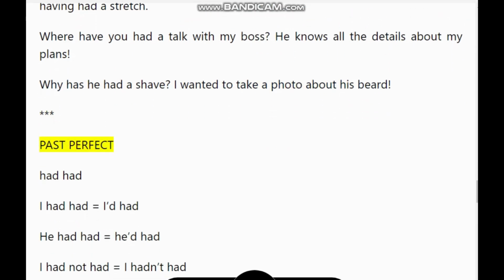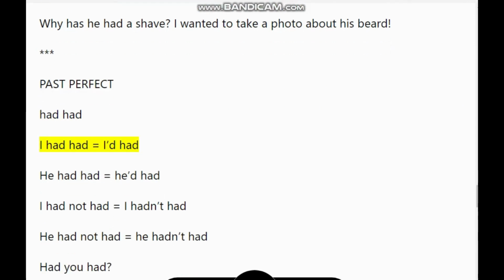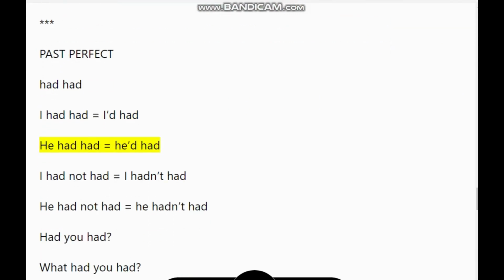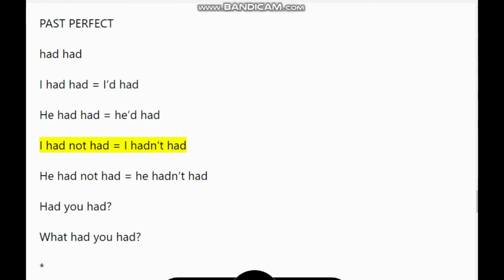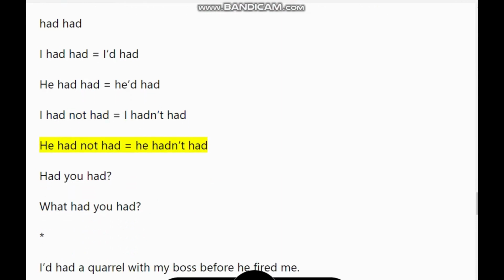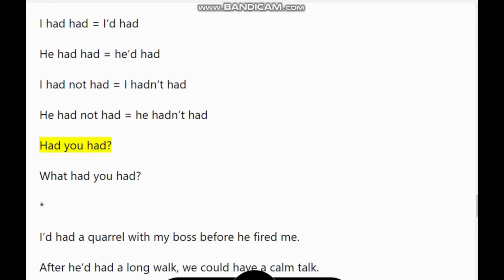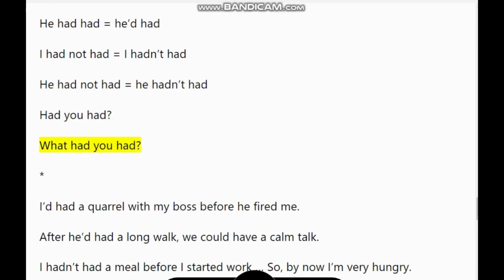Past perfect. Had had. I had had equals I'd had. He had had equals he'd had. I had not had equals I hadn't had. He had not had equals he hadn't had. Had you had? What had you had?